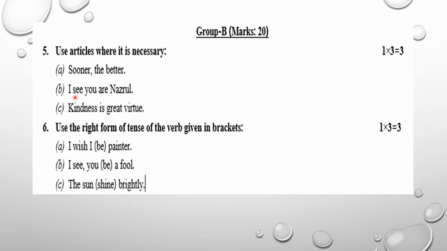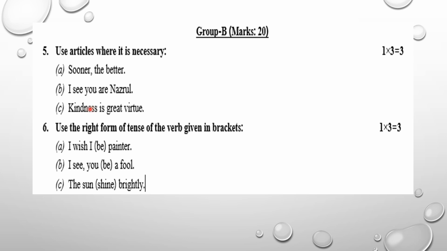the. B number question, I see you are Nazrul, and now find out the right place, right blank where you have to use the article. Okay, here I see you are Nazrul. Before Nazrul, I have to use the article a.